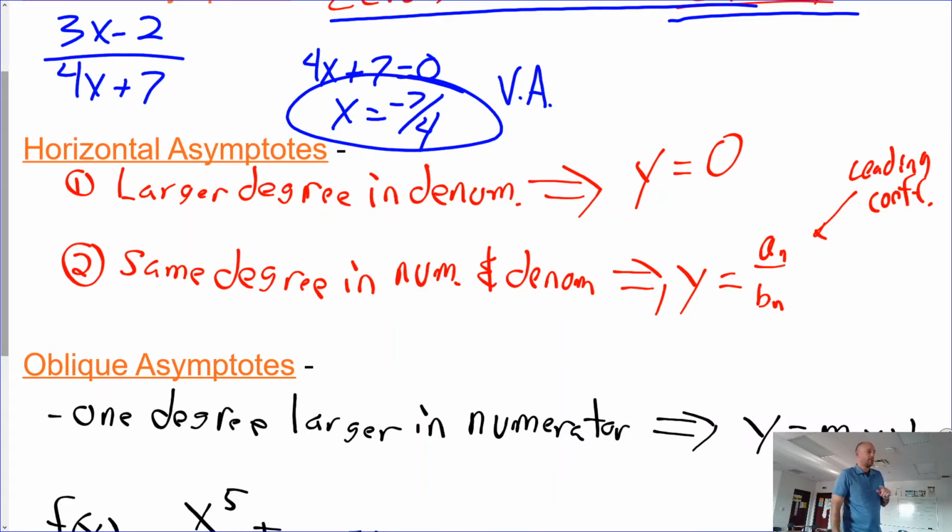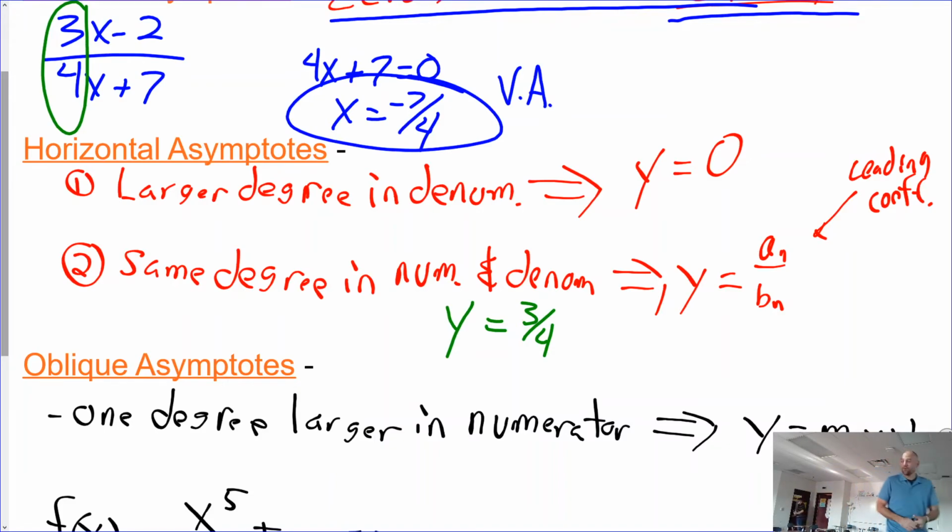The other possibility to get a horizontal asymptote, if we have the same degree top and bottom. So that example that we've used, they're the same degree. It's a degree 1 in the numerator, degree 1 in the denominator. When that happens, you look at your leading coefficients. That's 3 and 4. So this example would have a horizontal asymptote at 3/4. When it's the same degree top and bottom, leading coefficient.